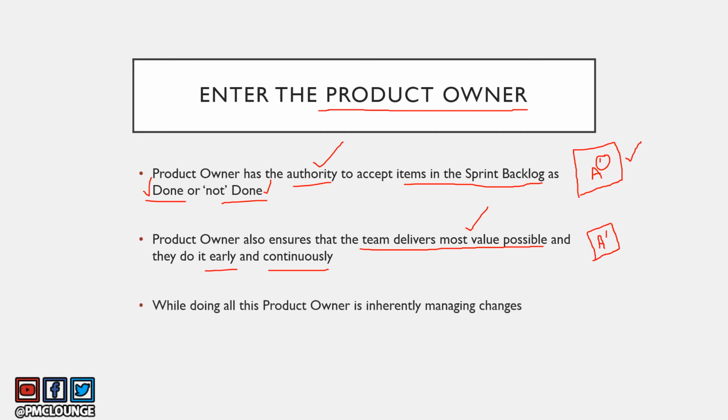So when product owner is doing all this, product owner is inherently managing changes. And I tend to think that product owner is more of a sponsor as well when it comes to Scrum teams. So that is why product owner is a key person when it comes to approving changes, managing changes, not entirely managing changes, but definitely approving changes as far as Scrum is concerned.